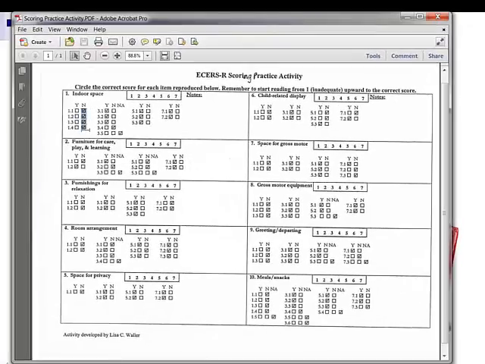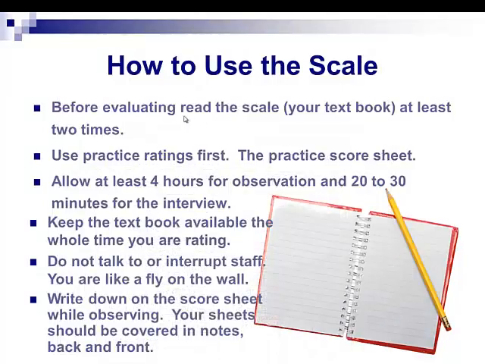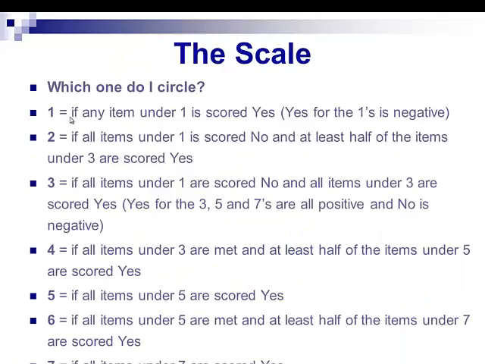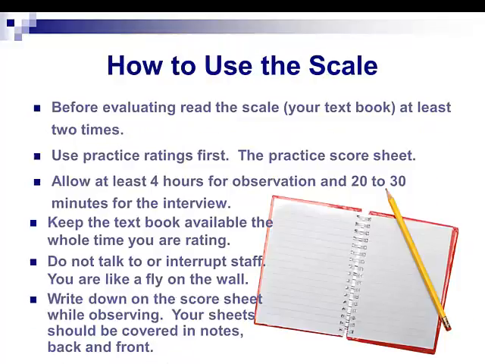We look at this and, like I said, we have all the no's in the 1s. So if I go back over here, let's see if I can get this to work just right. There we go. It says if any item under the 1s is scored yes. Yes is negative for the 1s. Remember that? So on my practice score sheet, I know that there are, sorry, I'm trying to figure out how I can keep pulling this up. There we go.